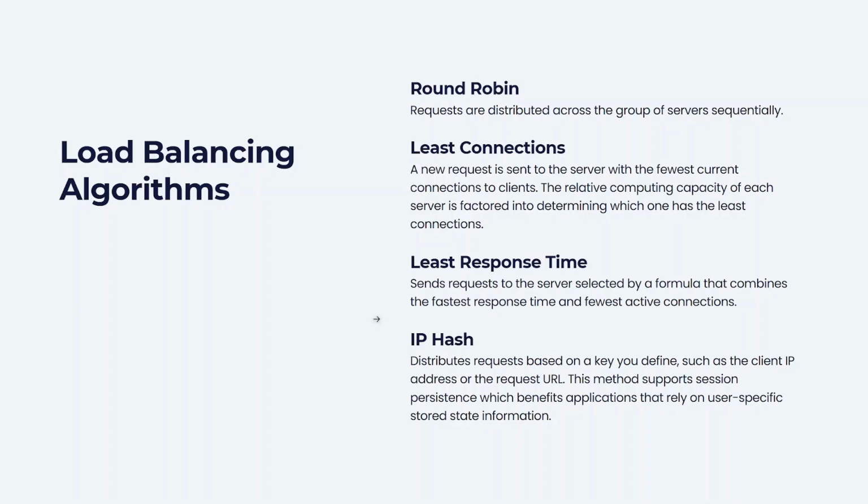This method supports session persistence, which benefits applications that rely on user-specific stored information. For example, if some user-specific information is stored on server A, for that user, all his requests should be sent to server A. So in that way, this method can be very useful. Also, one thing to note here is different load balancing applications or servers like Nginx, AWS load balancer, Cloudflare, etc. might have some additional ways of routing traffic like weighted round robin or weighted response time. But these are the basics.